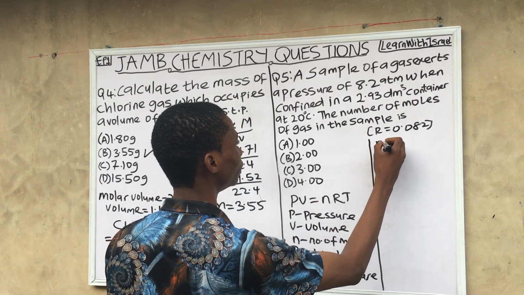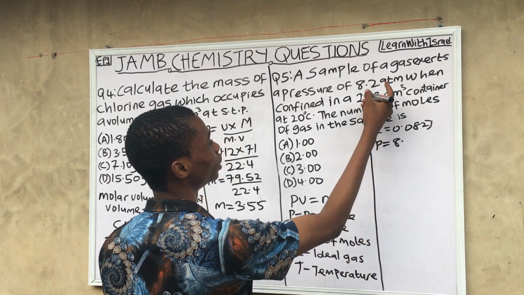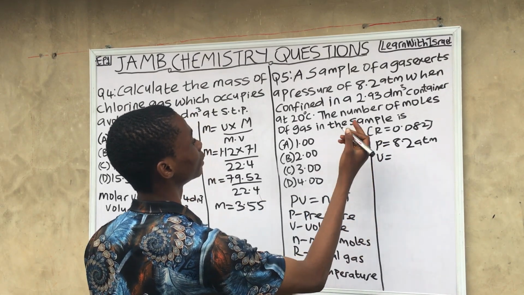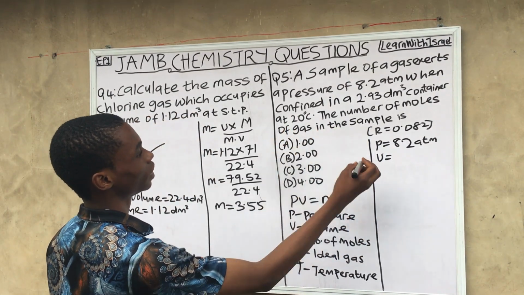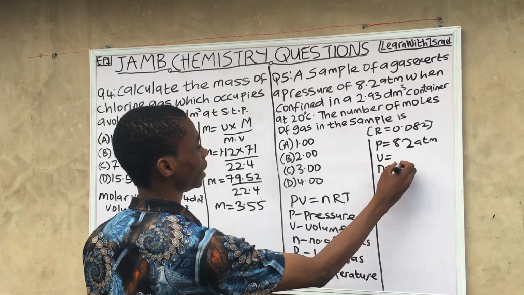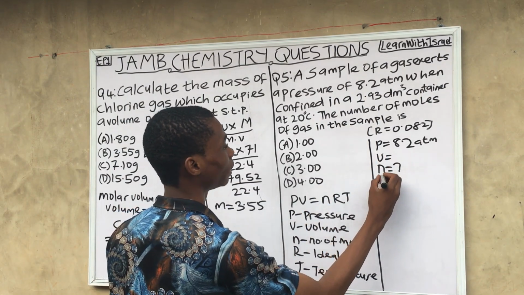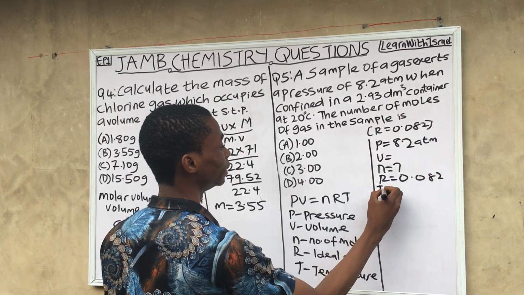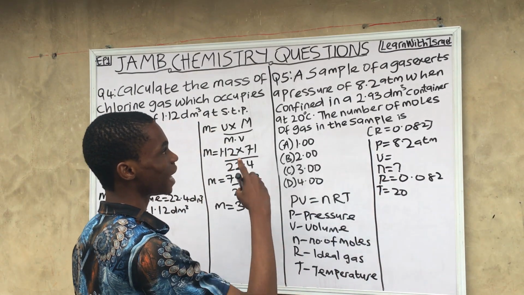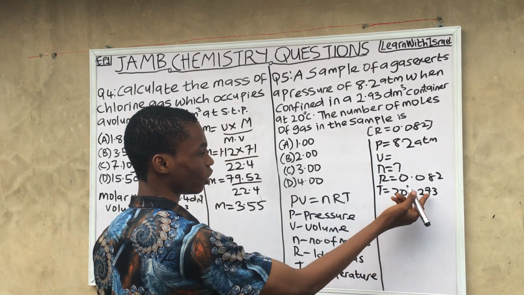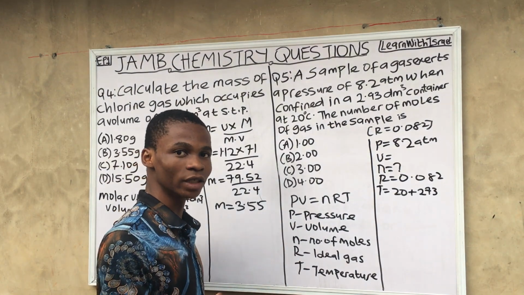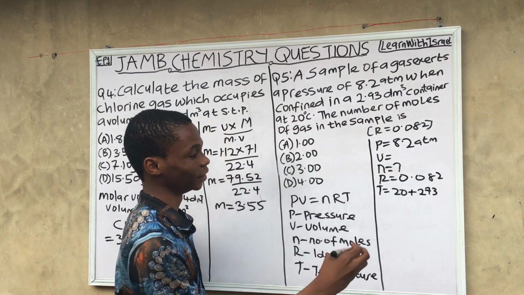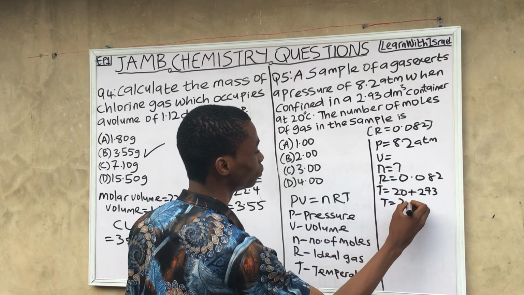So what do we do next? Our P, we already know our P. Our P equals 8.2 atm. Our V, we are not given our V. We are looking for our N. N is unknown. Our R, we are given our R as 0.082, which is constant. And our T is 20. So we add 273 to it, because 273 is the constant. To convert Celsius to Kelvin, you add 273 to the number you are converting. So 20 plus 273 is equal to 293.